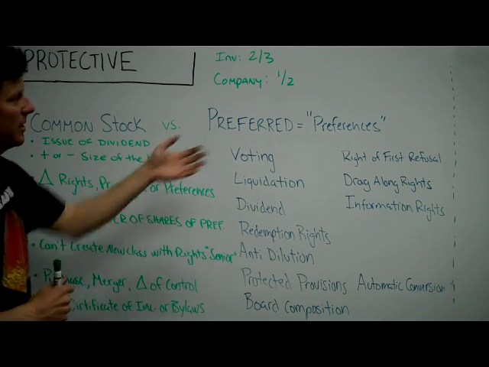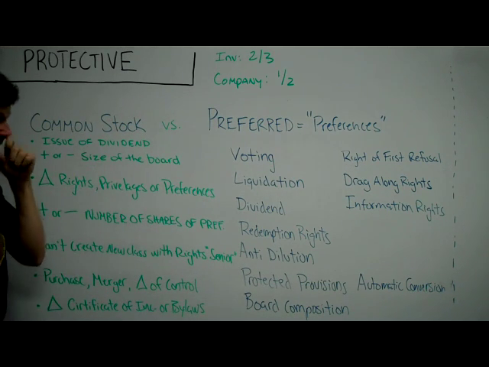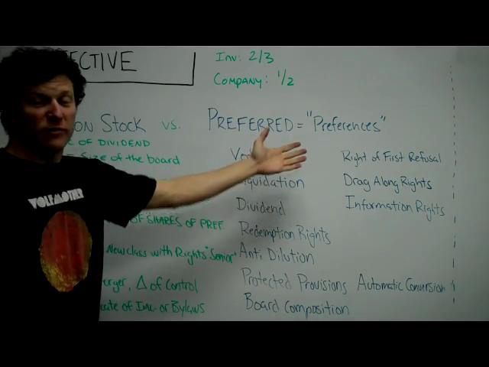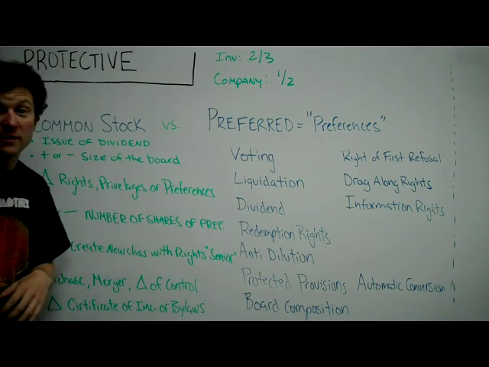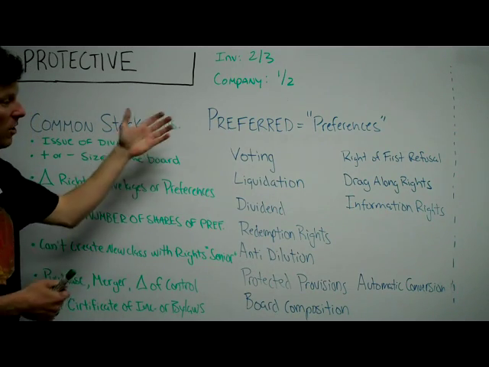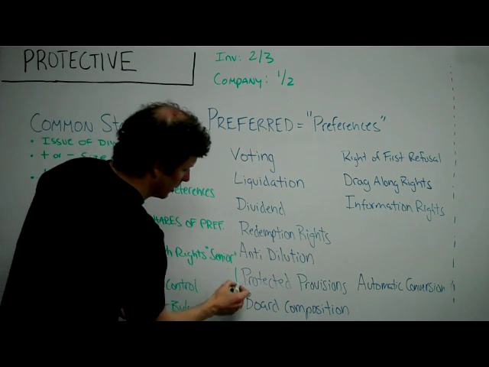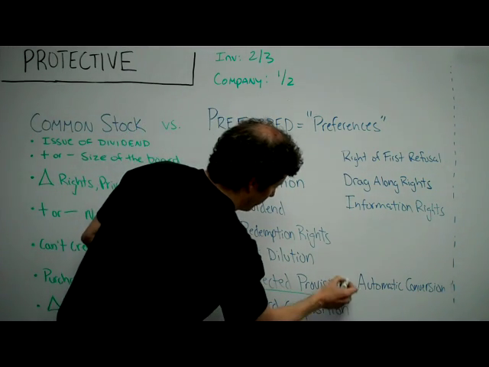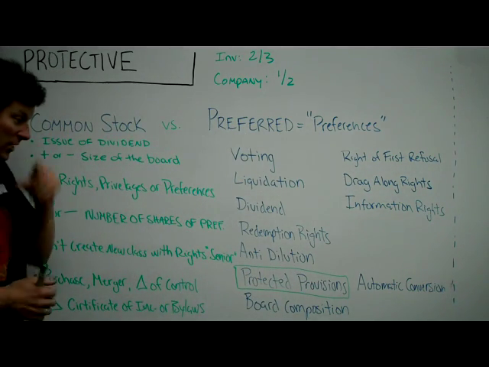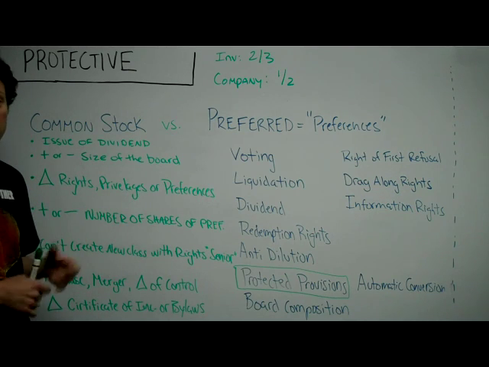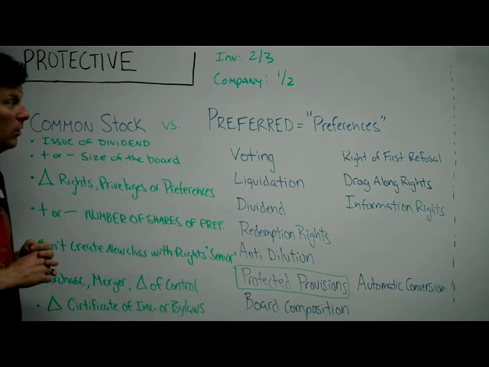We've been talking about common stock versus preferred stock, and it's important to keep in mind, and the reason I left that up here is because preferred stock has preferences. They have a bunch of rights and things that common stock shareholders do not. And that's what we're talking about, is all these different kinds of preferences that preferred stock has. Right now we're talking about one in particular called protected provisions, or protective provisions. And what that means is, as a preferred stock shareholder, I want to do a bunch of things that protect my rights and protect my advantages over common stock shareholders.